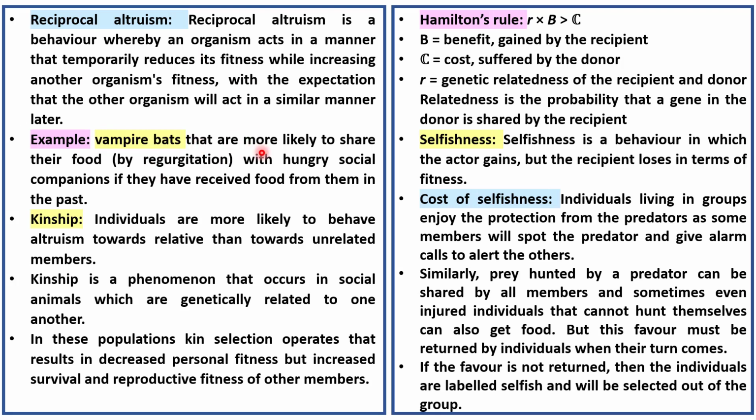Vampire bats are more likely to share their food by regurgitation with hungry social companions if they have received food from them in the past. Regurgitation means vomiting.